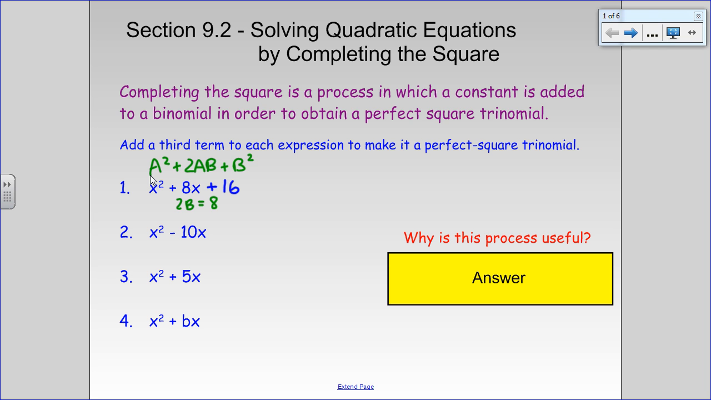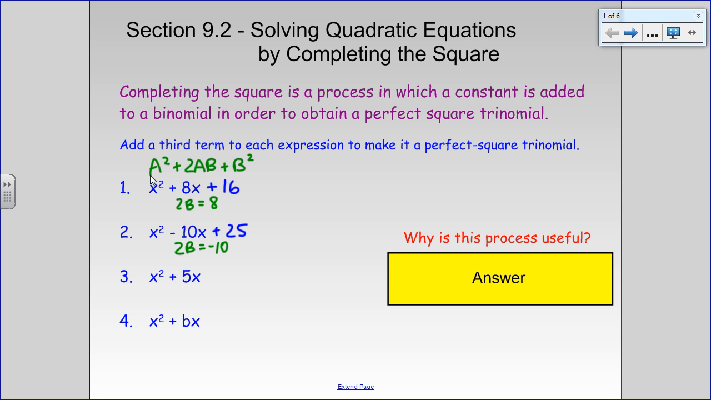Moving to our second example, once again we can conclude from the first term that a is equivalent to x, and then from the second term that 2b must be equivalent to negative 10. This means b is negative 5, and therefore b squared is 25. So we write the perfect square trinomial x squared minus 10x plus 25, which is the square of the binomial x minus 5.